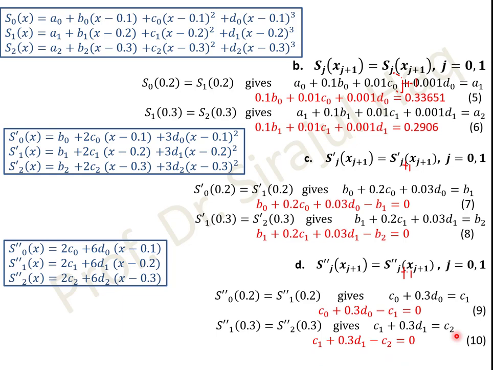So you saw that I used the condition of continuity of the spline, its derivative, and its second order derivative, and you can see that we got 10 equations. There were 12 unknowns, we got 10 equations so far. So 2 equations are remaining.